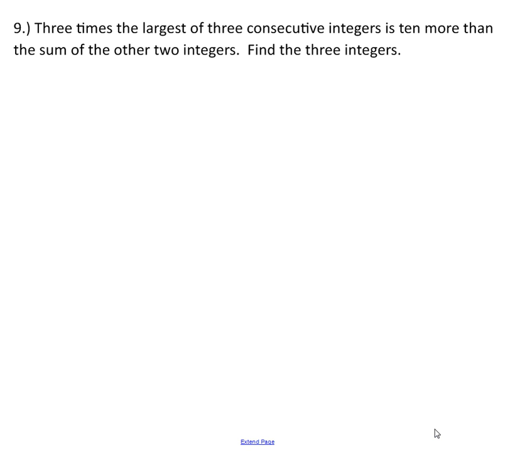Okay, so here's one that students tend to run into a little bit of trouble with, interpreting this idea of three consecutive integers. That is, 3 times the largest of 3 consecutive integers is 10 more than the sum of the other 2 integers. Find the 3 integers. What do we mean by consecutive? Consecutive numbers are numbers like 1, 2, 3, 4, right? Consecutive means that they come in order. And when we say integers, we mean whole numbers.